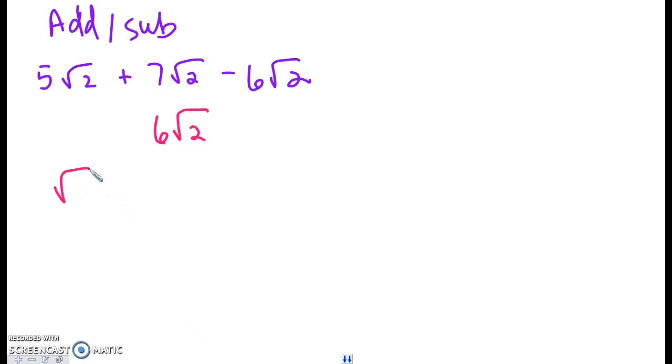For instance, try this, radical 7 minus 6 radical 7. Remember, there's an understood 1 here. Good, we should have gotten -5 radical 7. Those work really nicely when they have like terms. But what would happen if I had something like radical 8 plus radical 12 plus radical 18?